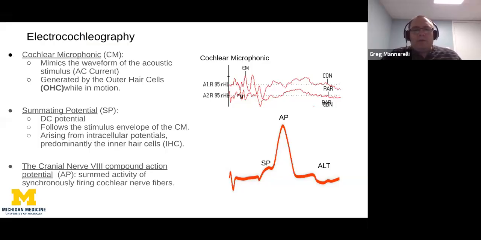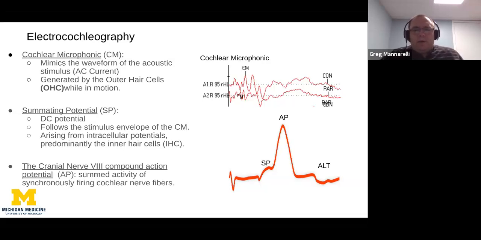And then when you change your stimulus from, say, a single polarity rarefaction to condensation, you'll see changes in the cochlear microphonic, which is here on the screen. We're really not going to talk more about the cochlear microphonic. That may have been a more relevant discussion in the auditory neuropathy talk that Dr. Fruta gave a couple weeks or couple months ago.